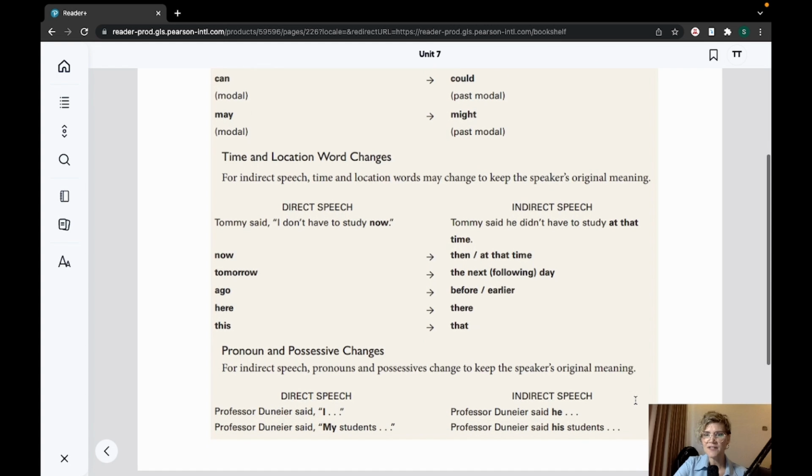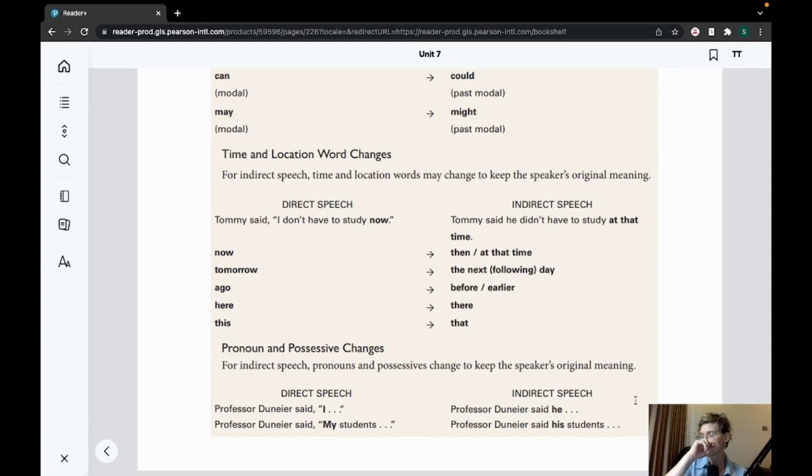So remember the simple ones, simple present tense goes to the past. So simple present becomes simple past, present continuous, past continuous, present perfect, past perfect. But then what about the past tenses? So if it's simple past, it becomes past perfect. So it becomes a perfect tense, a past perfect tense.